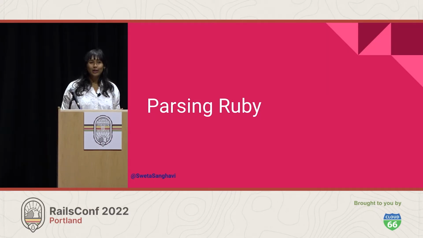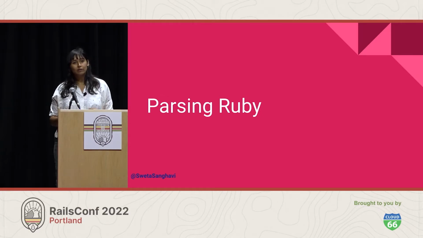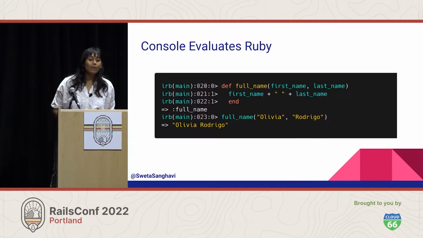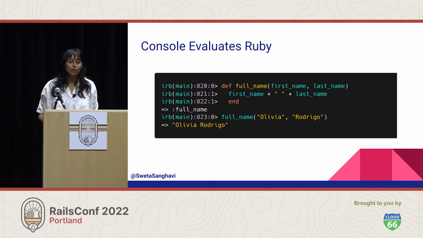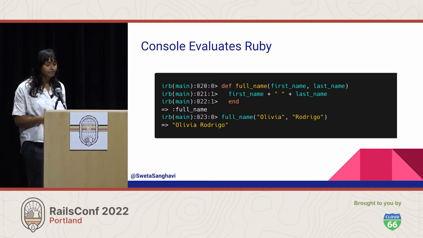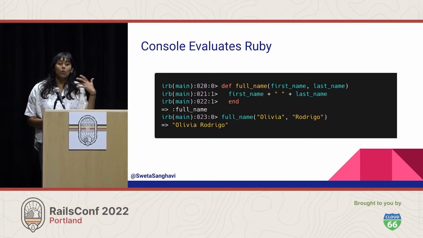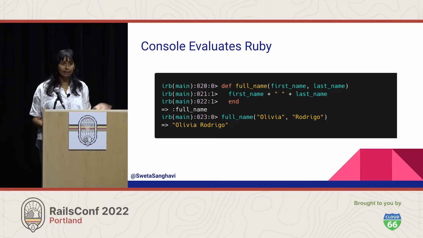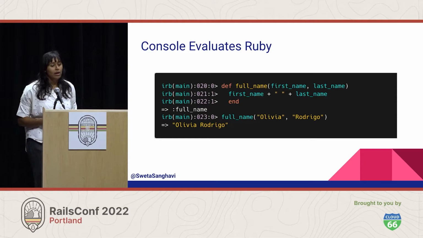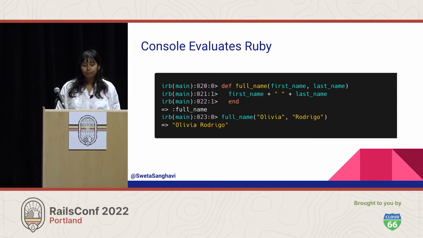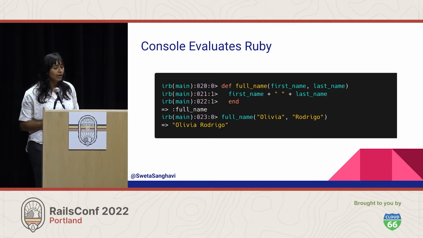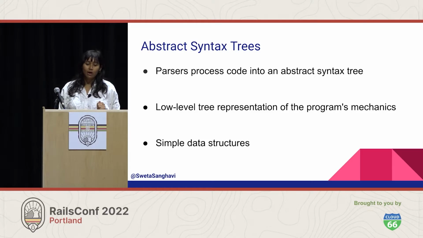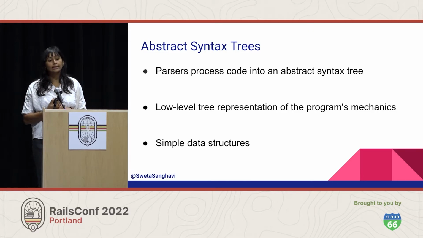The next feature I want to talk about with the console is parsing Ruby. If we go back to our full_name example, we see that you're actually able to evaluate Ruby code in the console. So the console needs to parse and evaluate that code. How does that happen? Well, before we talk about how that's enabled in Ruby, I want to take a moment to talk about abstract syntax trees.